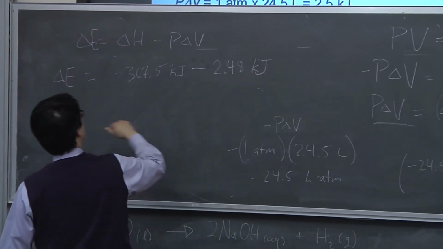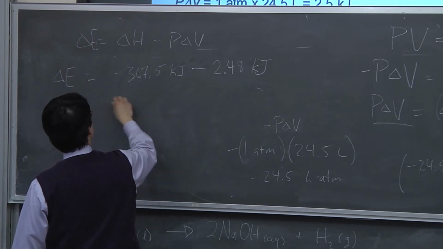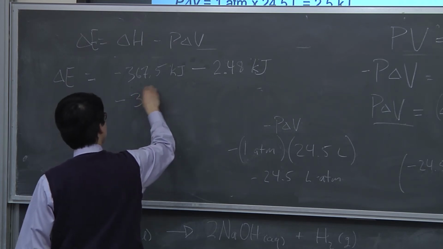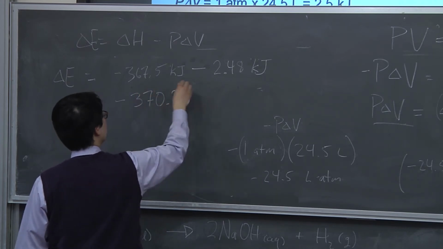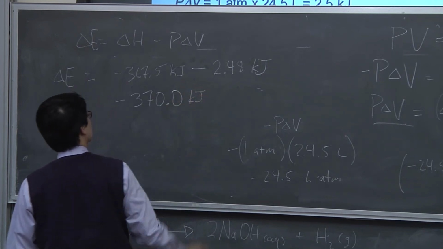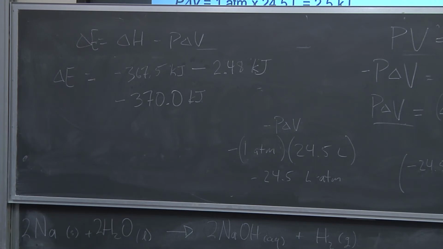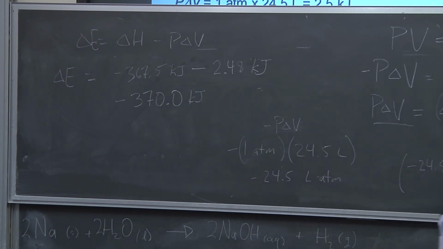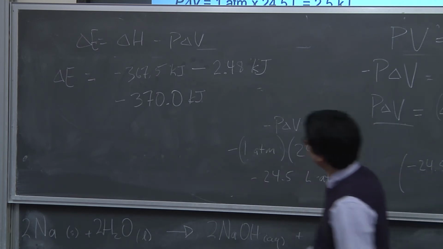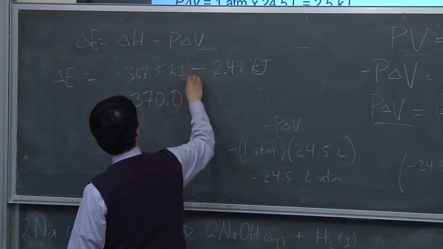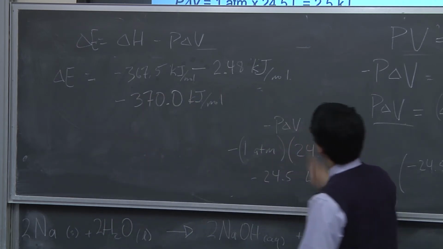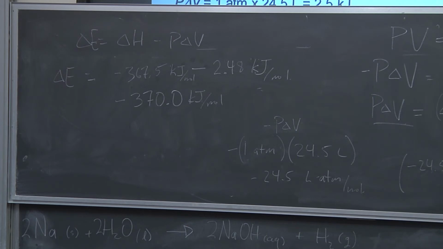And when we put that together, what we're going to get is negative 370.0 kilojoules, right? 369.98 or 370.0 because of decimal places. Actually, it's going to be kilojoules per mole, right? Kilojoules per mole and kilojoules per mole. This is really liter atmospheres per mole because it's per 1 mole of reaction. They're subtracting, right?